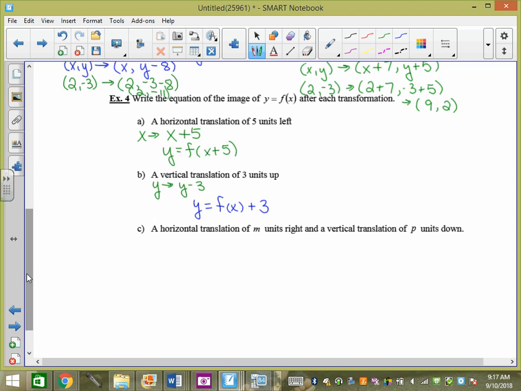Horizontal translation m units right. So we're going to get y equals f of x minus m. And then vertical translation p units down. Then it's going to be minus p.